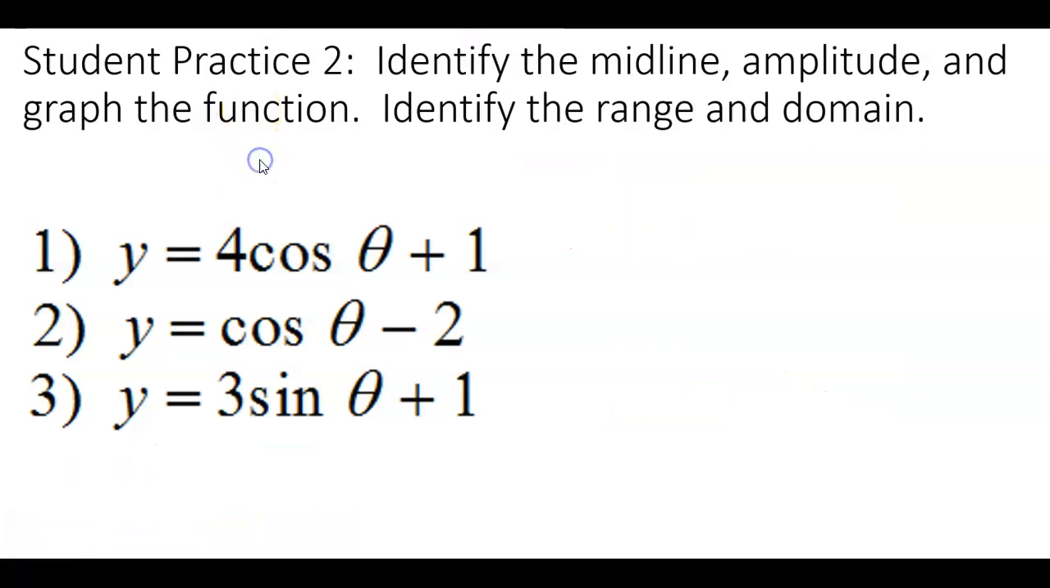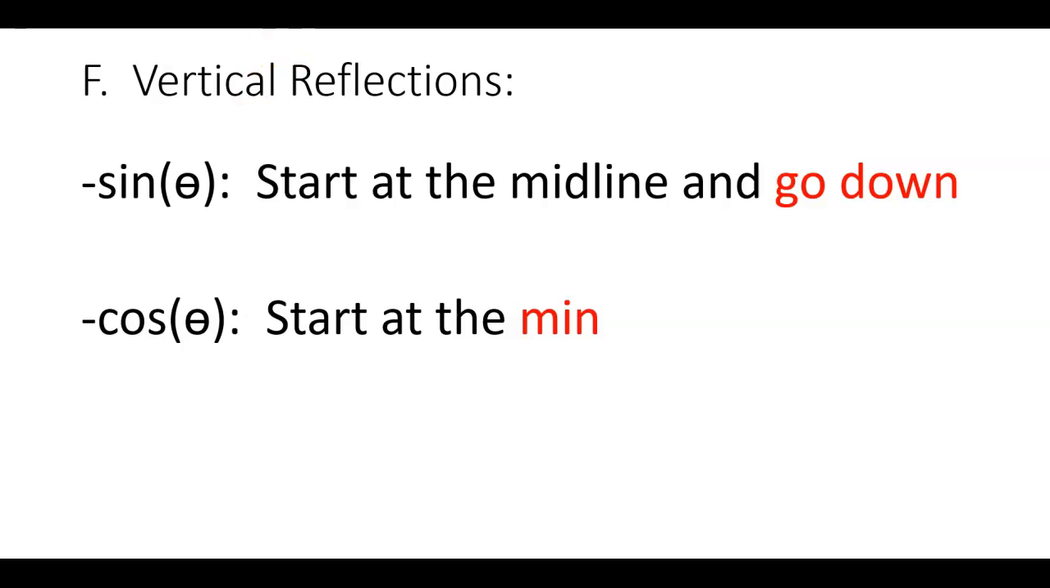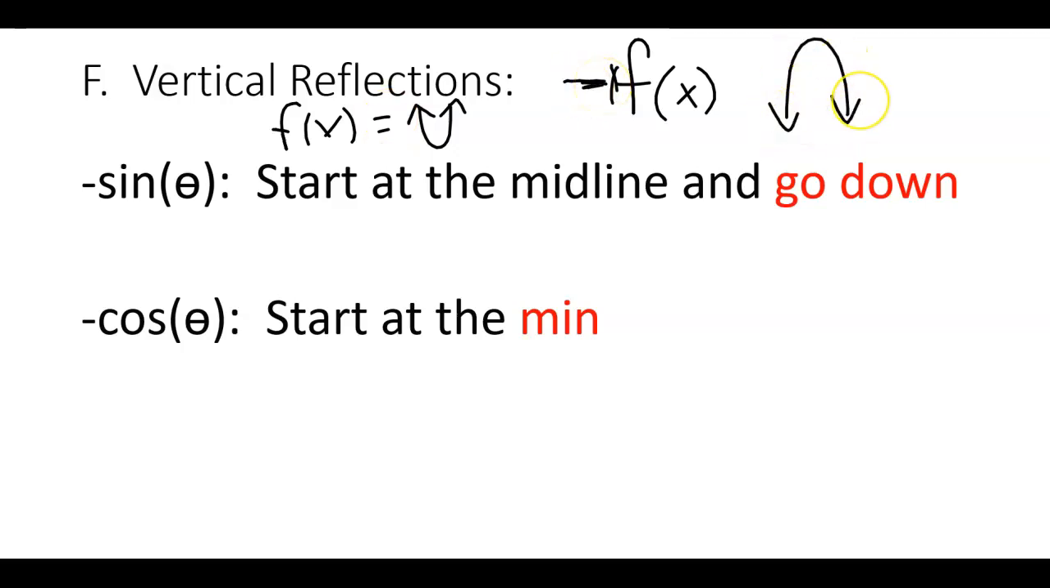We're going to introduce one other transformation now. As you guys may recall, anytime you have a function, if you take that function and you multiply it by a negative, what it does is it flips it upside down. So if f of x usually looks like this, then if you put a negative in front of it, it's going to flip it upside down.